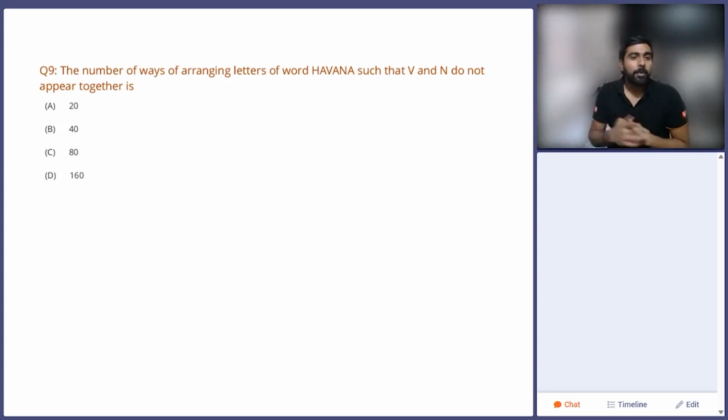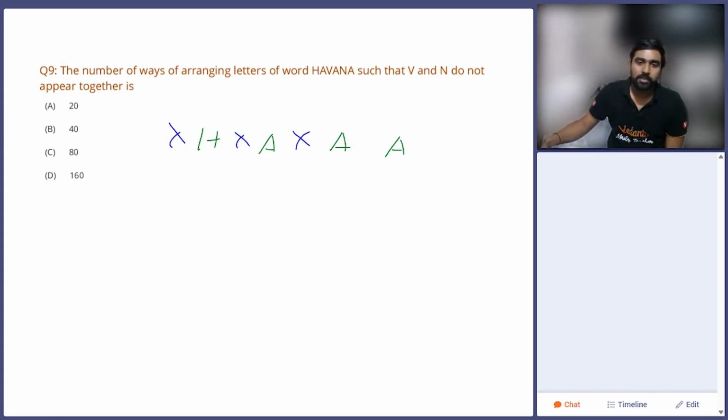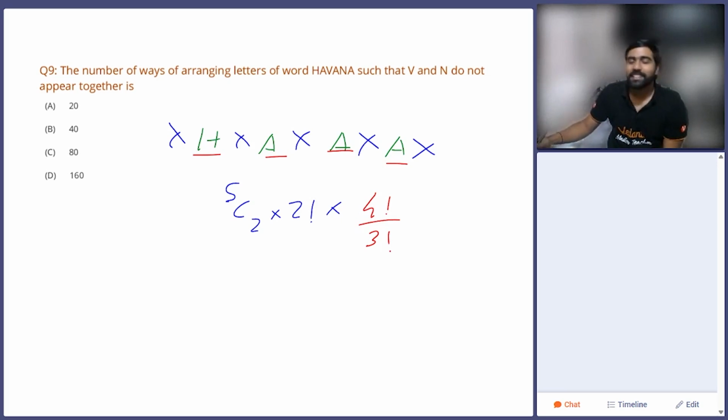Okay, moving on. What do we have next? The number of ways of arranging the letters of the word Havana such that V and N do not appear together. This is like the easiest question that you could get. So the remaining letters are H, A, and A. How many gaps do we have? 1, 2, 3, 4, 5. Out of the 5, I need to select 2 gaps. In those 2 gaps, V and N can be rearranged amongst themselves, and the remaining letters H, A, A can be rearranged in 4 factorial divided by 3 factorial number of ways over here. Okay, this is what we are looking for over here.